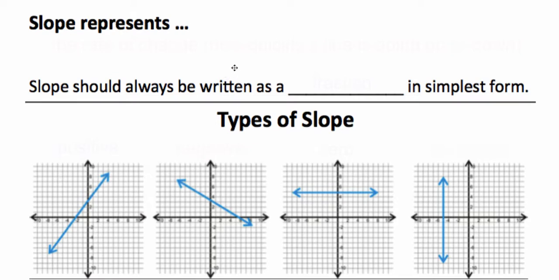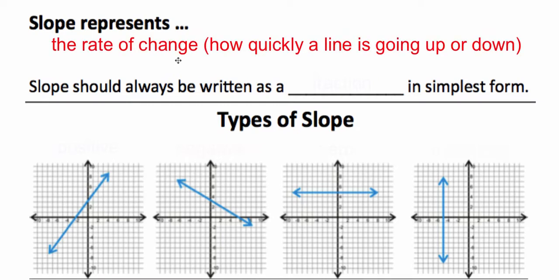First thing to talk about is what is slope? Slope is simply the rate of change. I think of it as how quickly a line is going up or down. So you're talking about the graph of a line, so it's either going up quickly or going up slowly or it's going down, but the slope is just how fast it's changing, its rate of change. Slope should always be written as a fraction in simplest form.